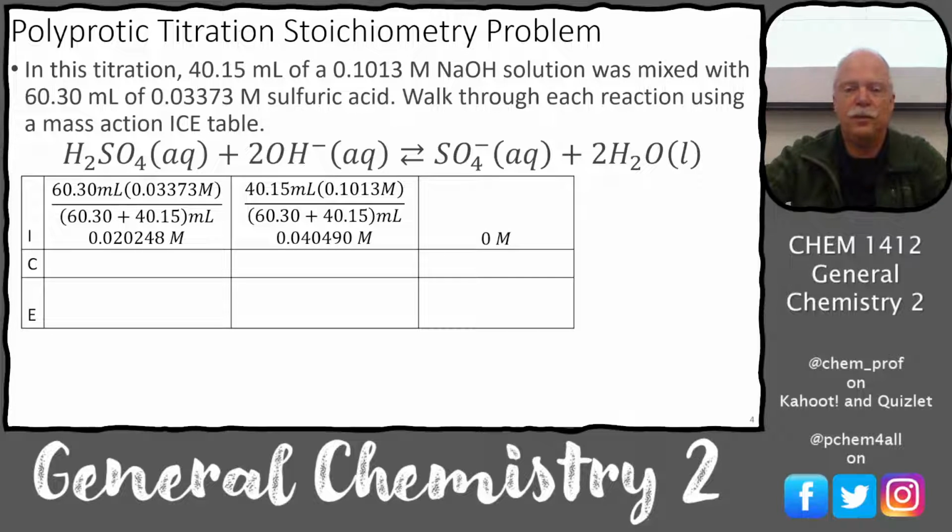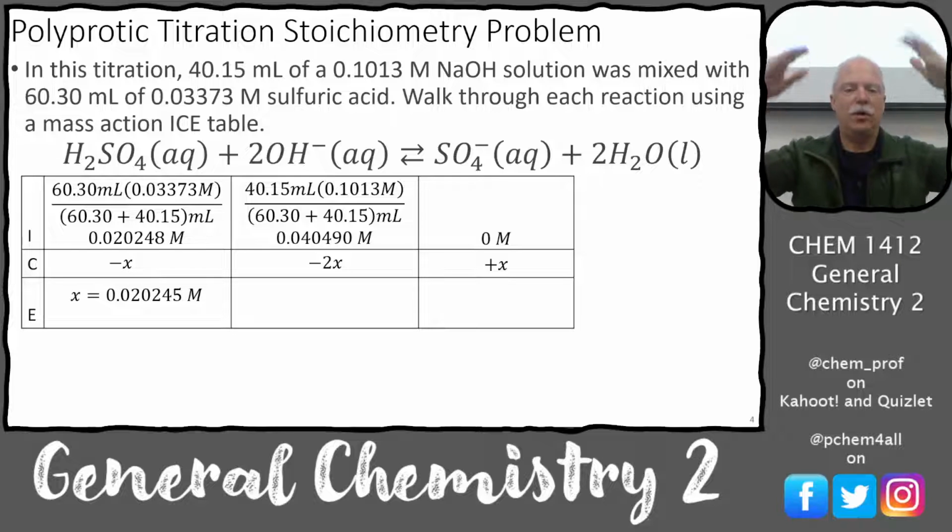And then we'll just do this like a regular equilibrium problem. That sulfate, we're going to start with 0 molar. And then we'll do the chemical reaction, the change row. So we lose a mole of sulfuric acid per liter. We lose 2 moles of sodium hydroxide per liter. And then we get some sulfate on the other side.